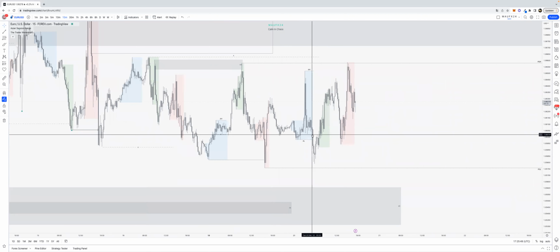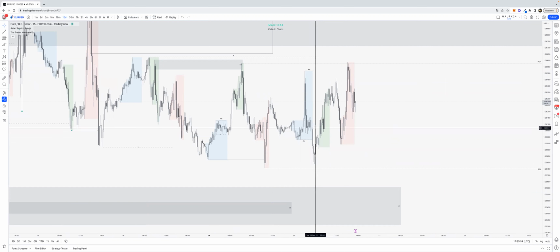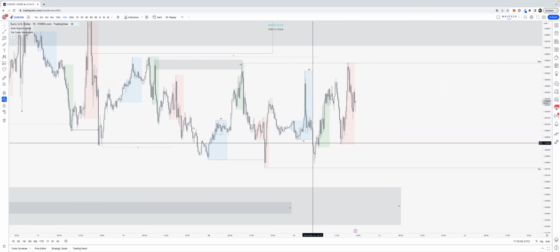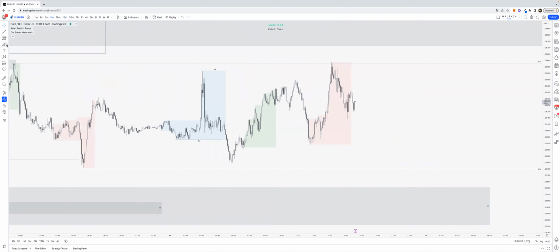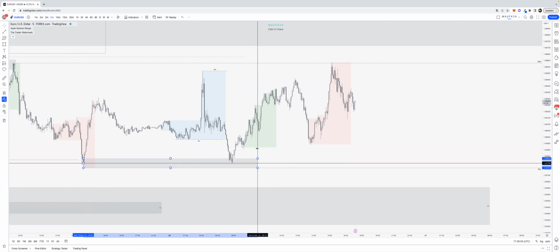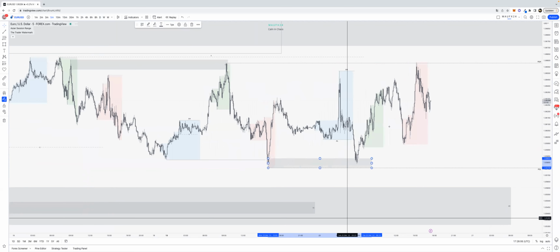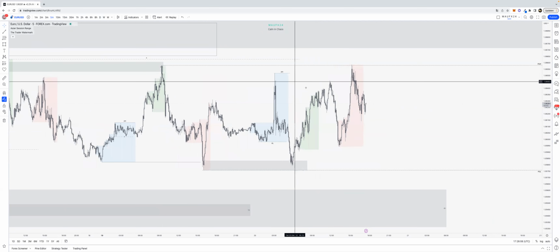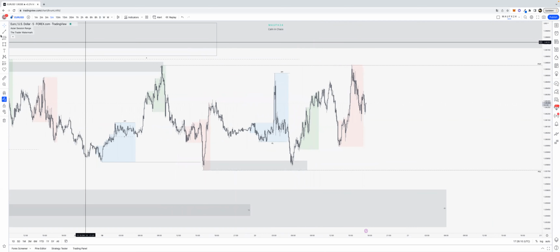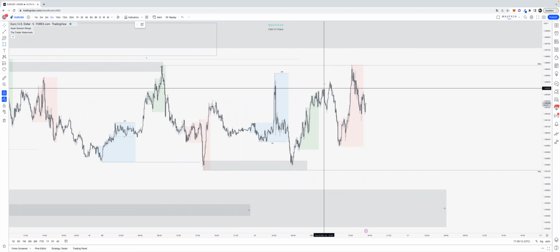So coming into early or actually late Asia, pre-Frankfurt open, take Asia lows. Price respects this order block from New York. Then what can we see? Price comes up, then gets the early sellers over here.